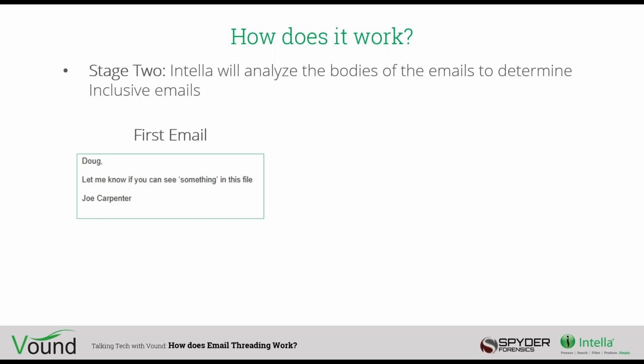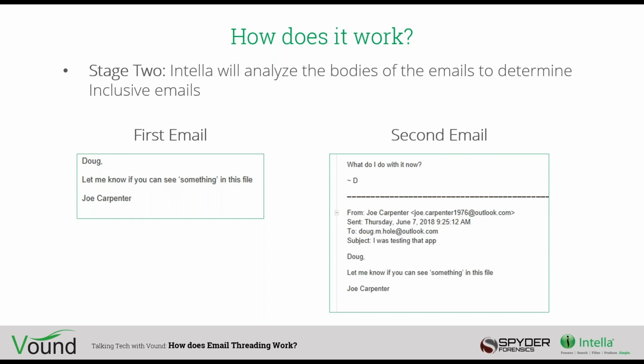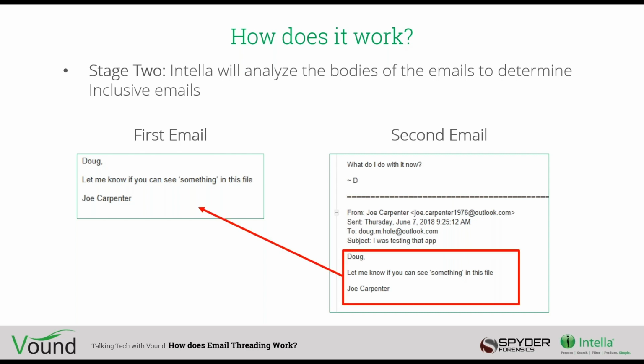So if we look at the content of the emails in the thread that we've been going through, here's our very first email. If we look at the second email, you'll notice underneath it, coded underneath, is the body of the first email. So as Entella is performing paragraph analysis, it has identified that the content of the first email is in the second email, so we don't need to review the first email. We just need to review the second email.